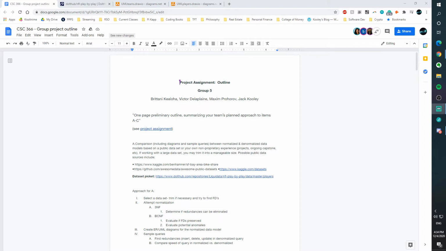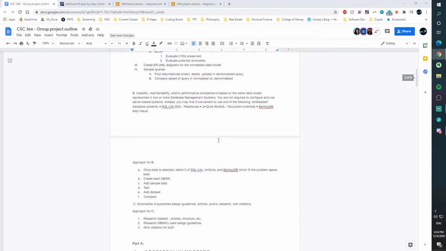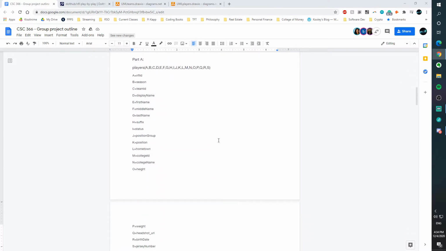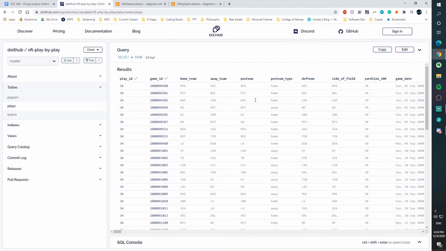Hey, we are Group 5, and we explored an NFL dataset as our final project for CSC366. Initially, this project seemed daunting because of the sheer amount of data that we had.